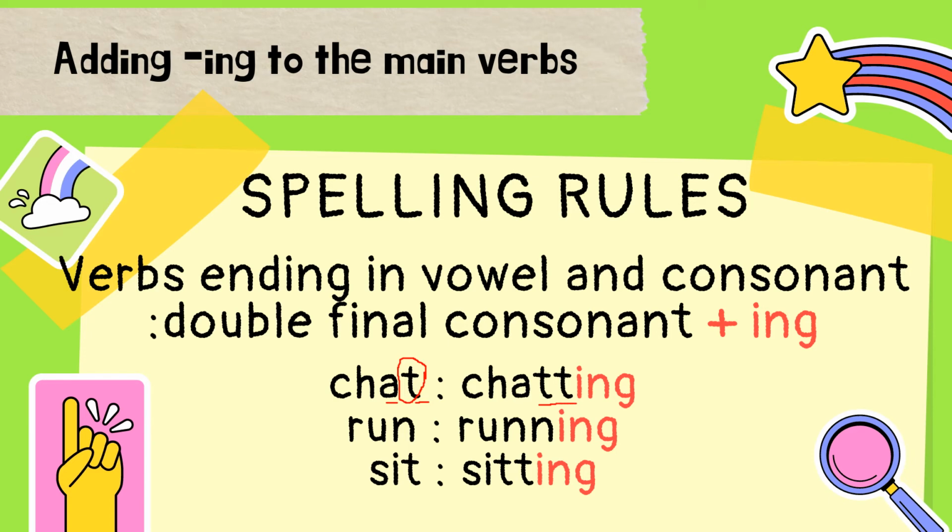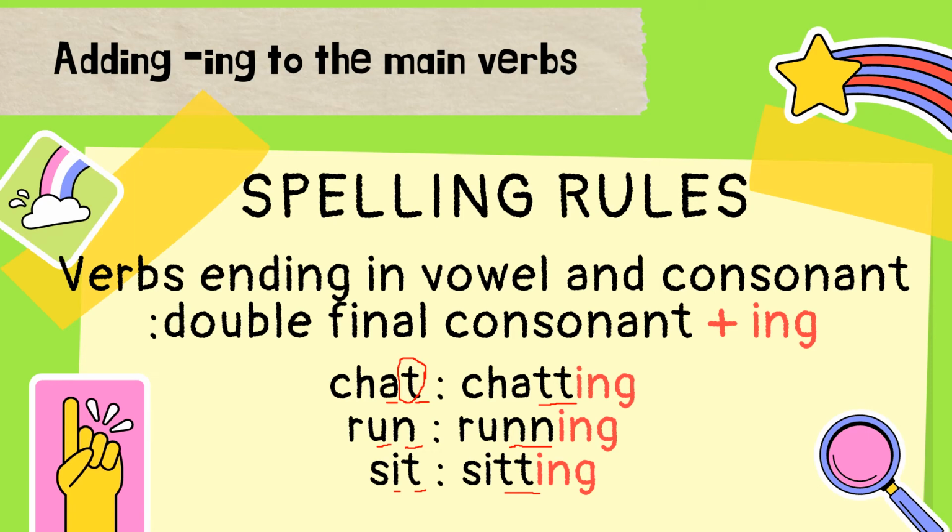For run, this is the vowel, this is the consonant. So you need to double the final consonant. It will become running, R-U-N-N-I-N-G. So you double the letter N. And sit. This is the vowel, this is the consonant. Sit will become sitting, S-I-T-T-I-N-G. Sitting. This is the consonant and you need to double the final consonant.